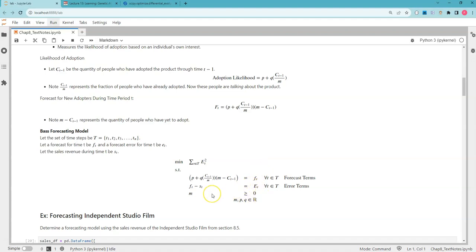And finally, m has got to be greater than or equal to 0. That intuitively makes sense, right? That's talking about the amount of people that will eventually adopt the product. Obviously, the lower bound of that is no one adopts the product, and well, that's kind of a sad day.